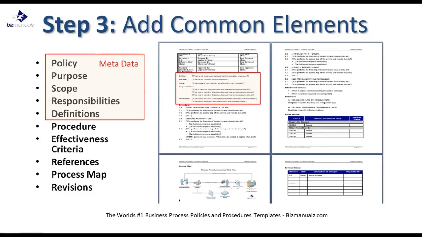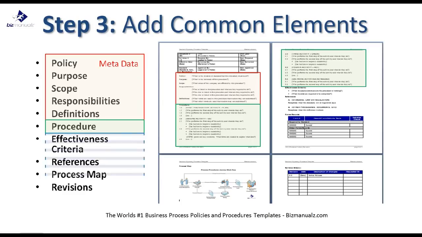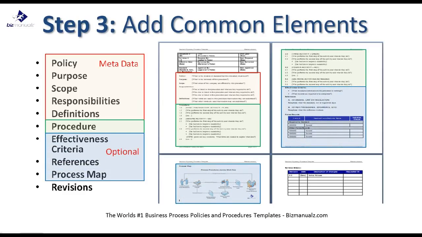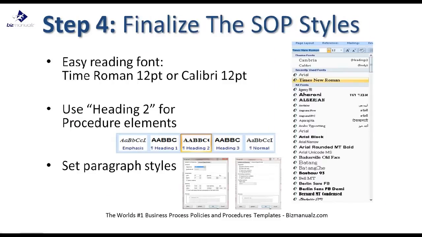Next, we add common elements. Metadata at the top for our policy purpose scope, descriptive information, followed by the procedure itself, the step-by-step instructions you want people to follow. And then next, our optional criteria for references, process maps, effectiveness, followed by the revision table that'll record all the changes that will occur to this document.